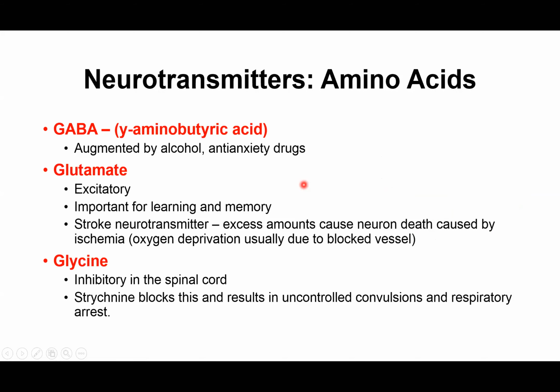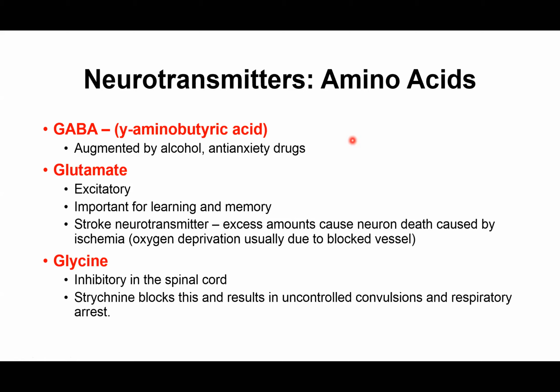The next chemical class is our amino acids. And so this includes GABA, which is gamma aminobutyric acid. So that's what GABA is short for, gamma aminobutyric acid. And something interesting about GABA is that it's augmented by alcohol and anti-anxiety drugs.